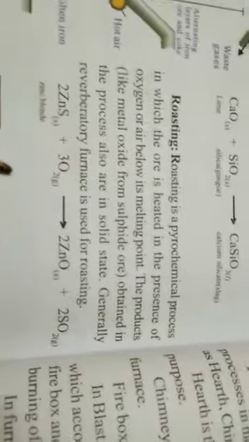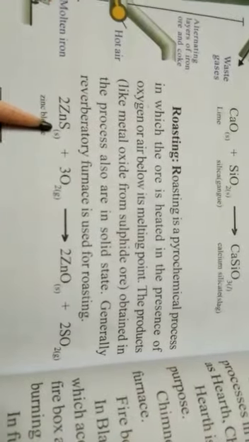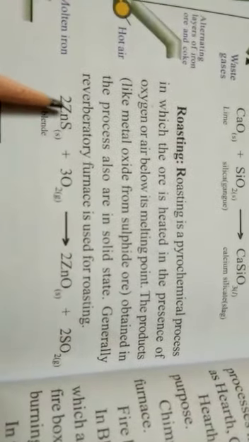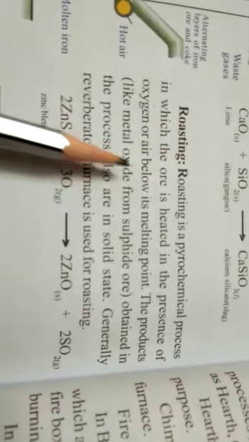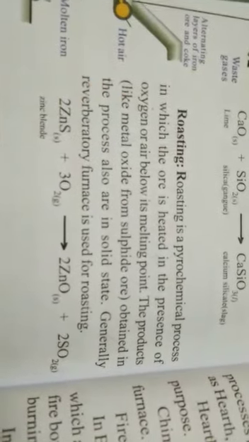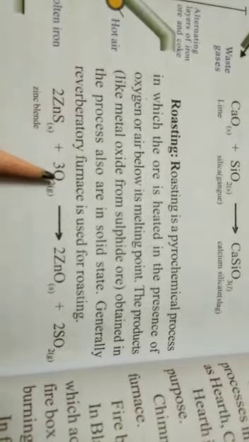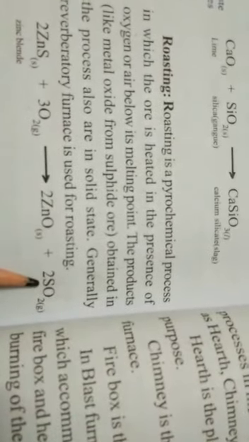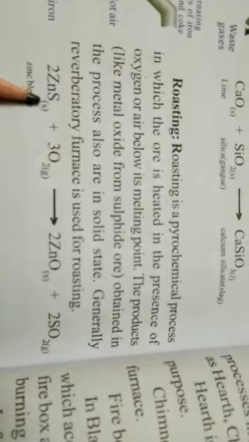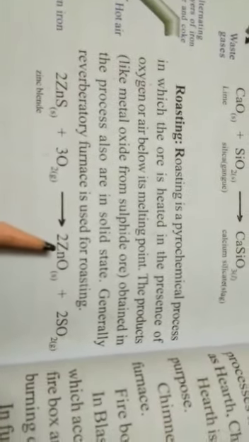oxygen. For example, take zinc blende, ZnS, which is a sulfide ore of zinc. The sulfide ore of zinc is heated to a high temperature in the presence of oxygen, meaning we are supplying the oxygen. So what happens? The zinc sulfide reacts with oxygen, and the sulfur reacts with oxygen and is liberated as sulfur dioxide. Then at a very high temperature, the zinc reacts with excess oxygen and can form zinc oxide also.